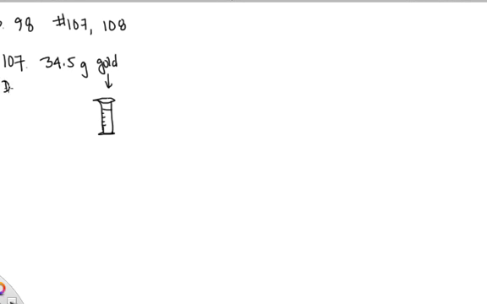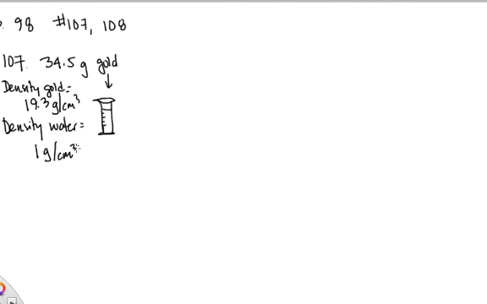So the density of gold equals 19.3 grams per centimeter cubed. The density of water, as you know, is 1 gram per centimeter cubed. So here we have the mass of the gold, and here we have the density of the gold. Essentially what we're looking for is the volume of the gold.